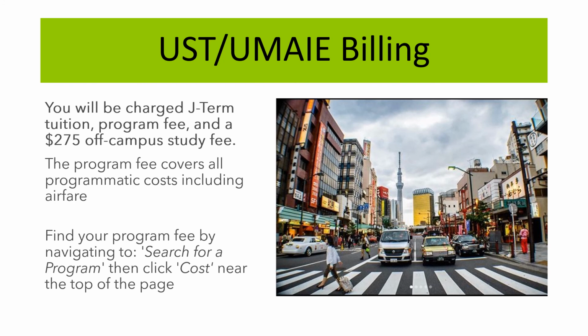For St. Thomas and UMAIE billing, you will be charged a $275 off-campus study fee, St. Thomas J-term tuition, and a program fee. The program fee covers all programmatic costs, including airfare. You can find the program fee for a program by navigating to Search for a Program on the Office of Study Abroad website, and then clicking Cost near the top of the page.